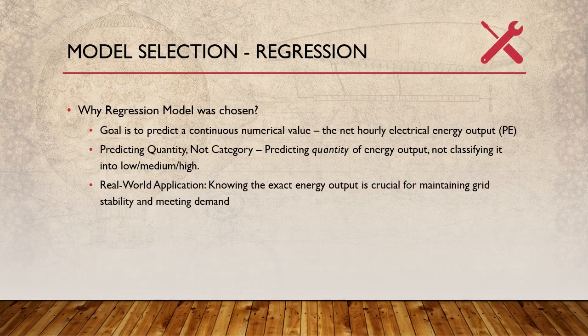So I chose a regression model, and the reason why I chose regression is because the target variable, or the goal, is to predict a continuous numerical value. Because it's a continuous numerical value, that is the energy output, regression is the right model. Not just that, they are not asking us to define the energy output as high, medium, low, classified. So it definitely doesn't fall under classification. And in the real world, they really need to know the exact energy output if they want to maintain grid stability or to meet future demands. So for them, the exact numbers are required. That's why regression is the right model here.